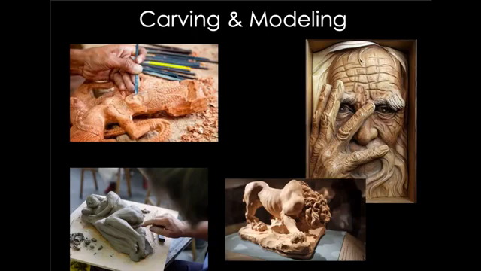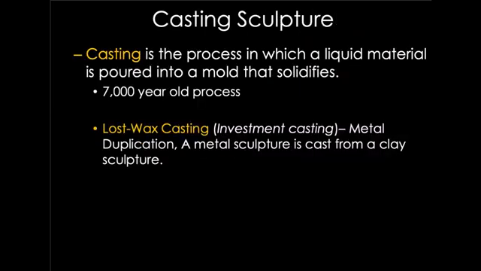Then we have casting. Casting is a process in which a liquid material is usually poured into a mold of a desired shape, and then it's allowed to cool down and solidify. The solidified part is known as the casting, so that's that liquid that we're pouring in there. And it can be broken out or removed from that mold. You really don't want to break the mold unless it's just a one-time thing. But anyway, it completes that process.